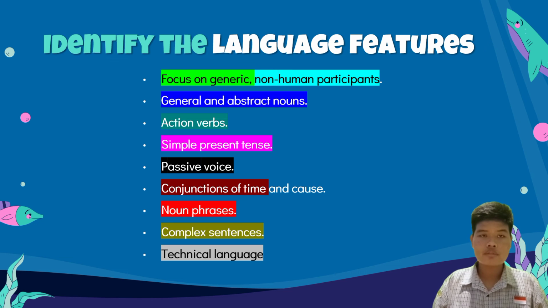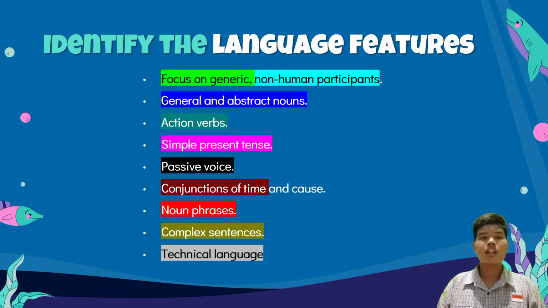The pink marks show simple present. The black marks show the passive voice. The dark red marks show the conjunction of time and cause. The red marks show noun phrases. The green marks show complex sentences, and the last, the gray marks show the technical language.